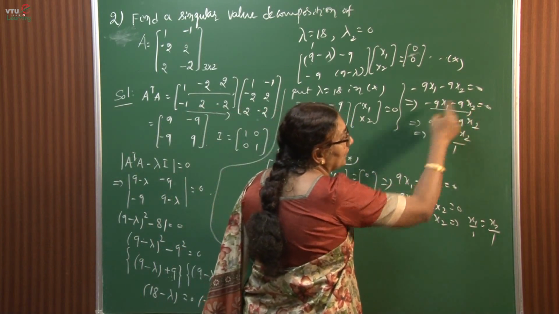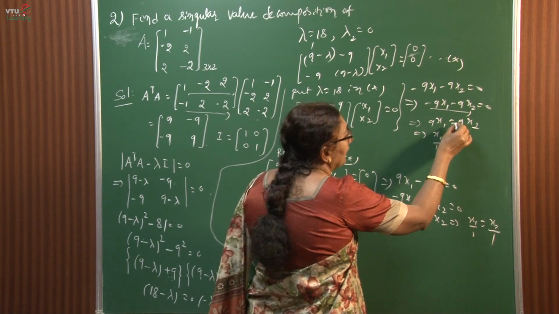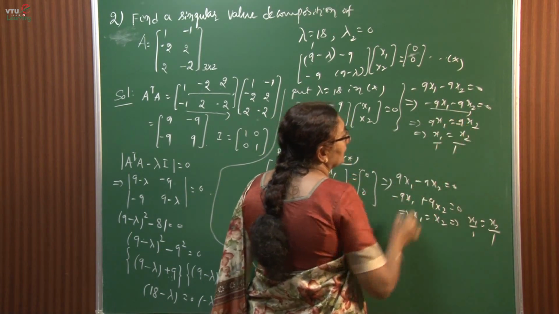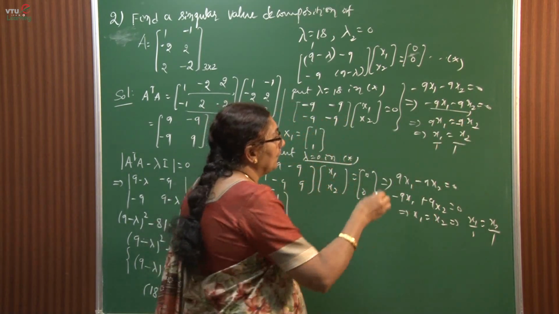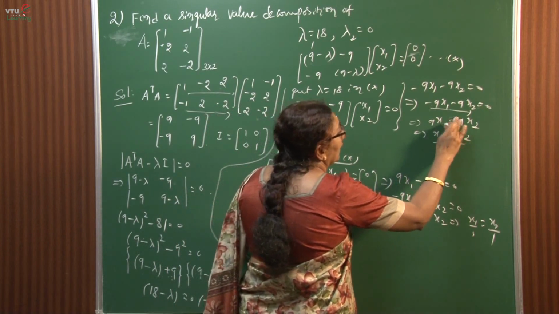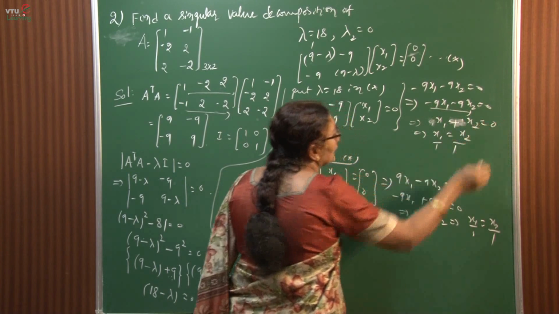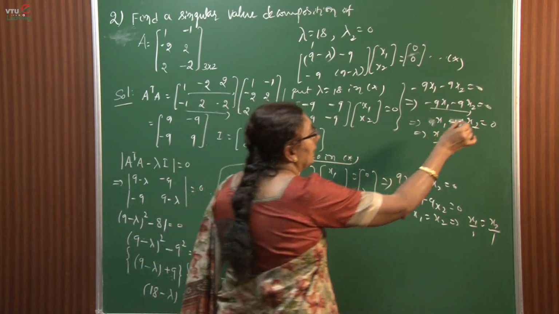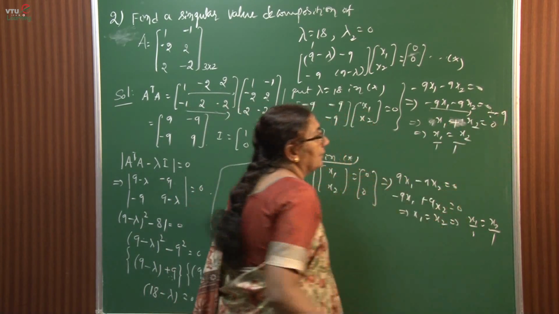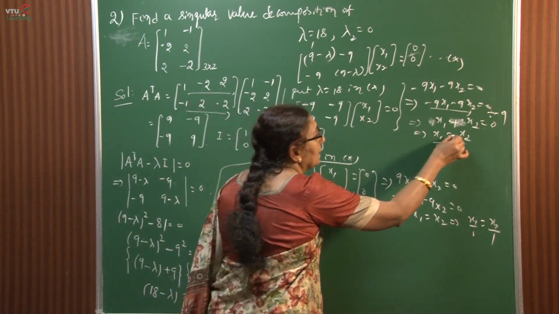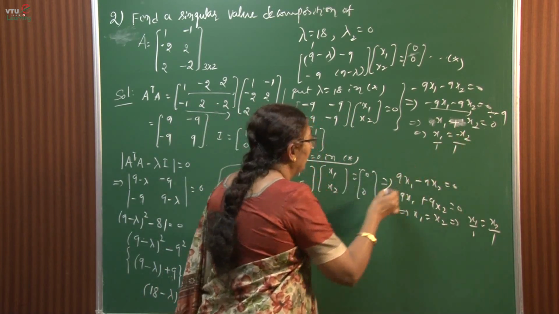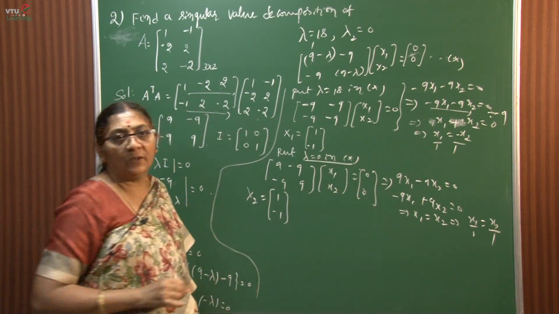Observe carefully. I'll take one term to the right hand side. What we get? Minus sign. Observe carefully. Divide by minus 9. What we get? x1 plus x2 equal to 0. Divide by minus 9 here. What we get? x1 plus x2, then we get minus. Therefore, here we get 1, root 1 is 1 minus 1.